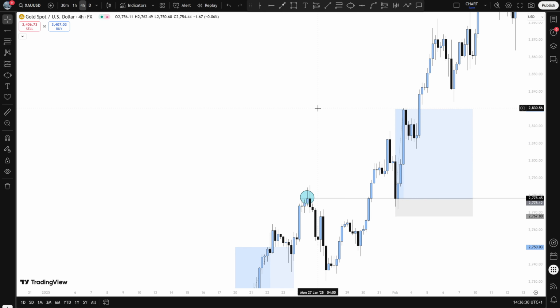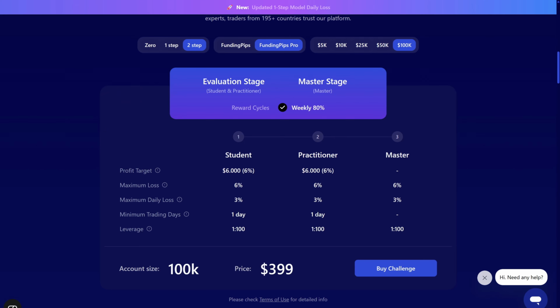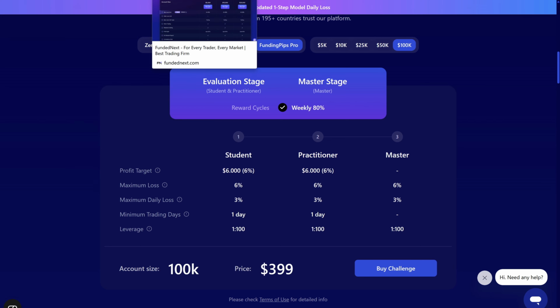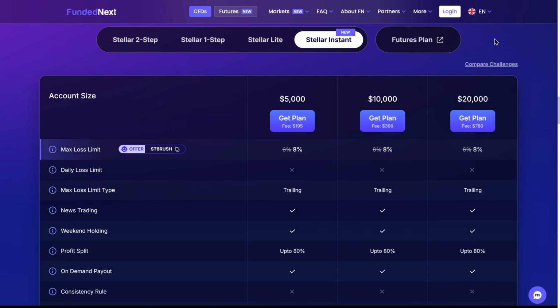Now, how do you make $1,000 a day if you don't have your personal capital? That is when prop firms come in. All right. Now, we have multiple prop firms. We have Fundedness here, and we have Funding Pips. Now, just for clarification, I am not promoting any prop firm or any evaluation company here. This is just an example of how you can make $1,000 a day trading.